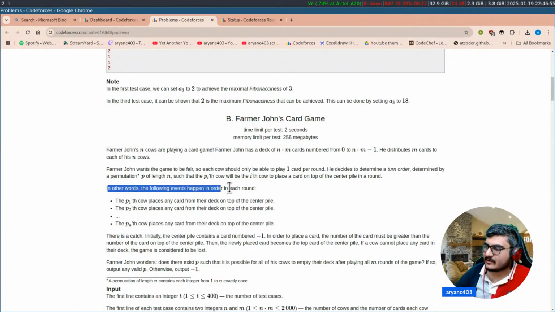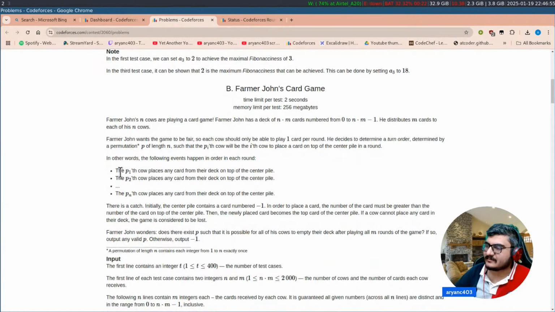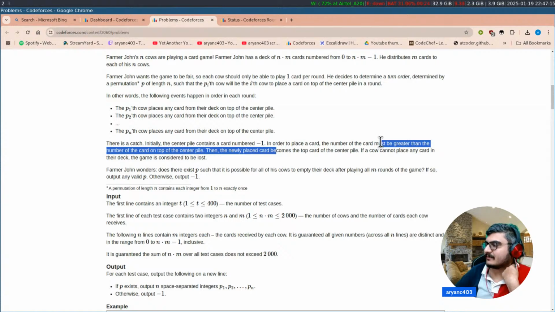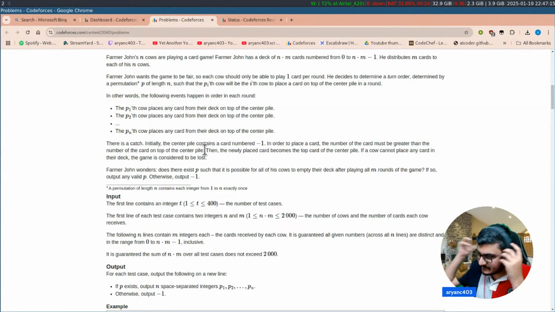In other words, the following events happen in order in each round. The p_1-th cow places any card from her deck. The p_2-th cow places any card from her deck, and similarly the p_n-th cow places any card from her deck. There is a catch. Initially, the center pile contains a card -1. In order to place a card, the number of the card must be greater than the number of the card on the top of the center pile. Then the newly placed card becomes the top card of the center pile.